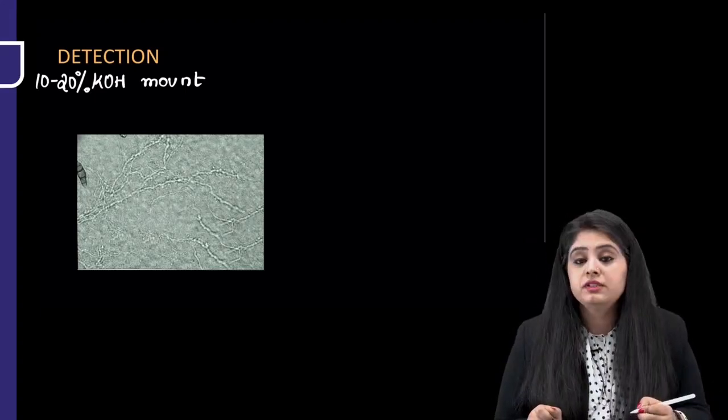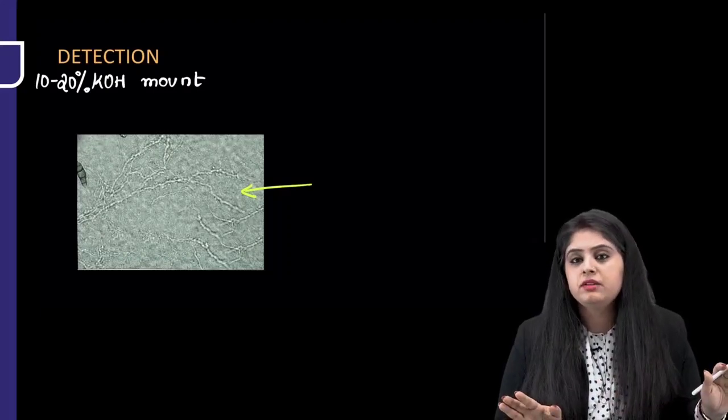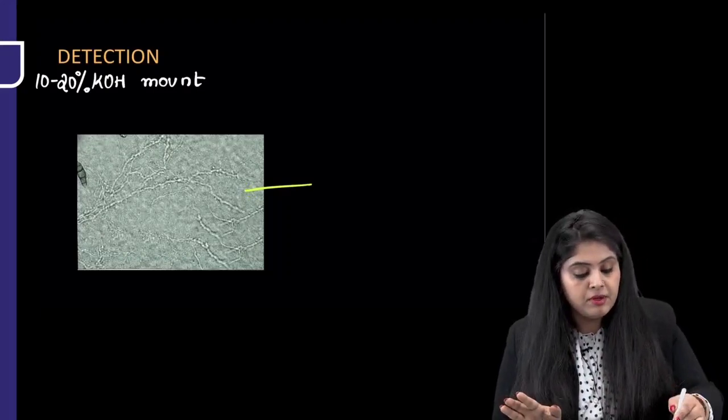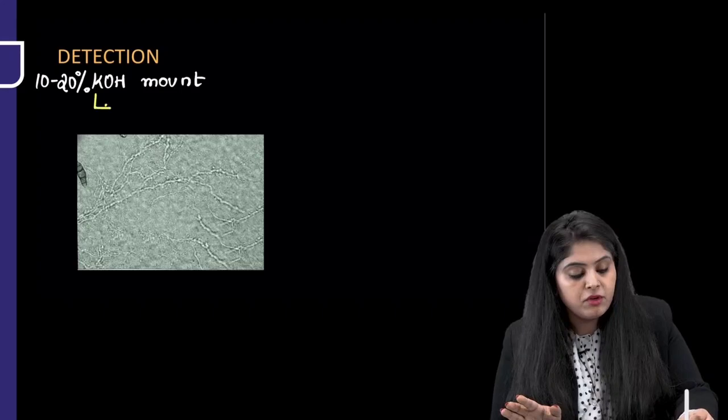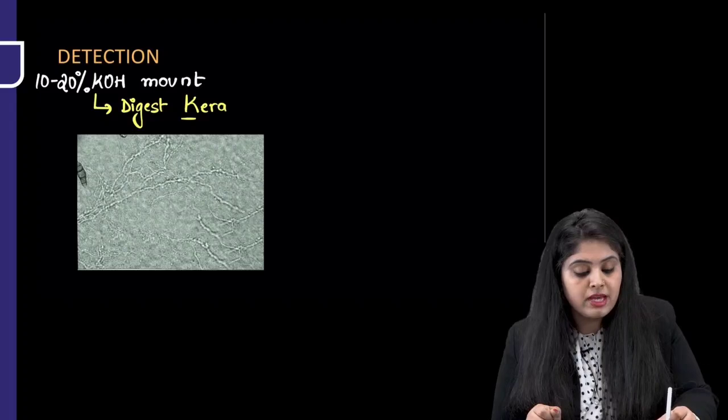Why am I using this? And I can see the picture also. I'm not getting any color. It's a totally transparent kind of slide. Please remember, this is used because K for K, this is going to digest keratin for me. Potassium hydroxide, KOH, is going to digest keratin.